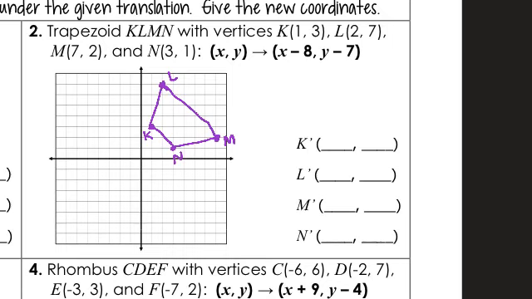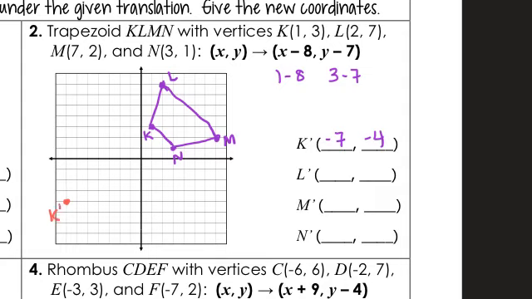We're going to take the K values and subtract 8. So what is 1 minus 8? Well, that would give us negative 7. And then what is 3 minus 7? Well, that would give us negative 4. And so now we're going to take that new location, negative 7, negative 4, 1, 2, 4, and we're going to put that spot, oh, there it goes, right there. And that's going to be K prime.